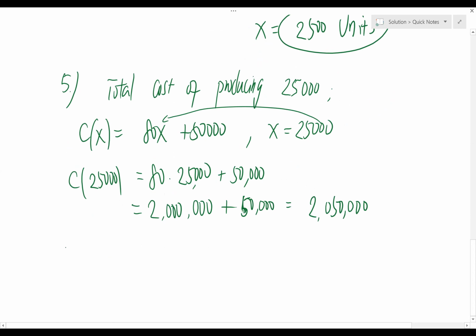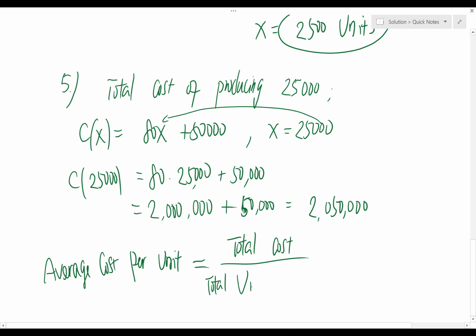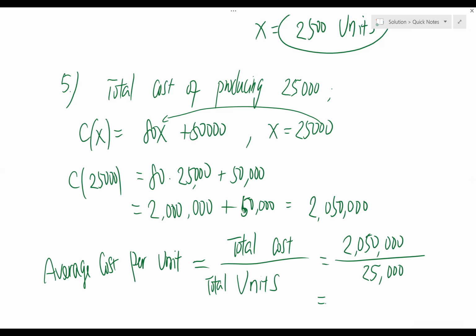So we know the total cost using that. Average cost per unit is the total cost over total units produced. We know total cost is 2 million and 50,000, dividing by 25,000 units, right? You have to put it into the calculator. I think it's going to be $82 per unit, but let me double check. Yeah, it is $82. So average cost per unit is $82 per unit.